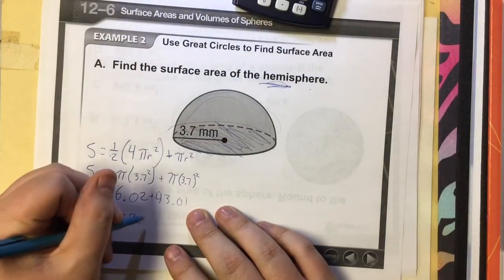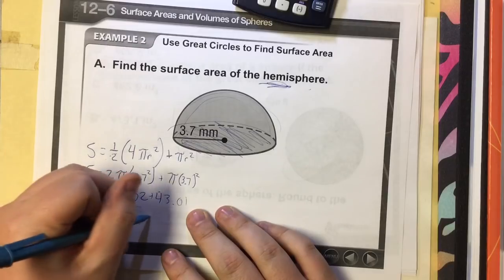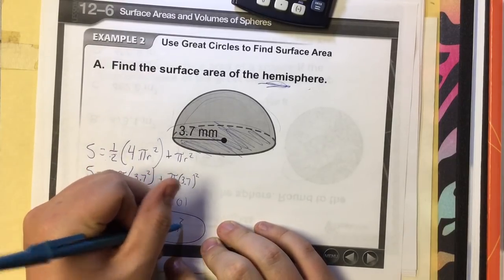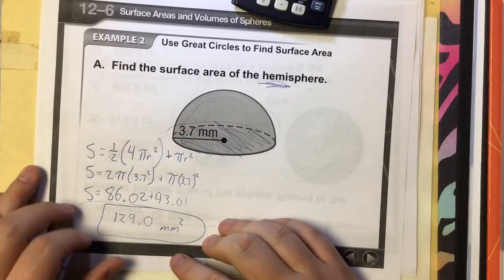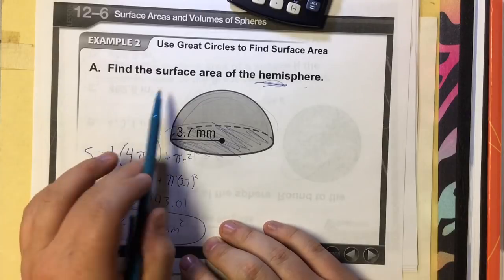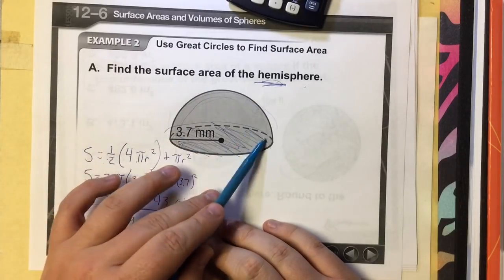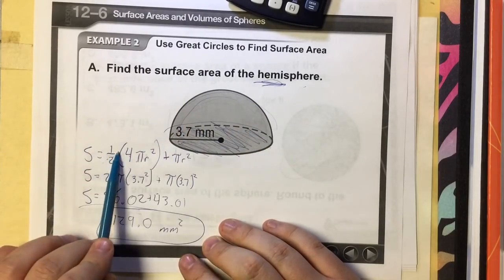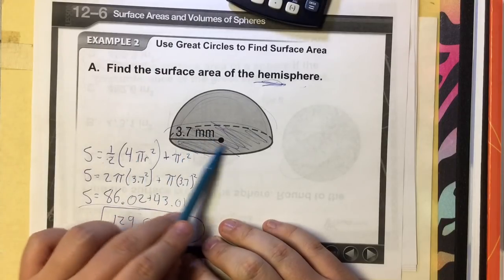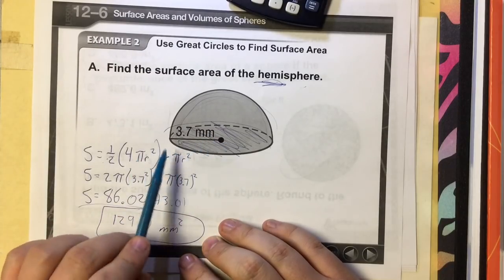It doesn't say where to round. I just leave it at 0.0. The other ones were to the tenth. And that would be in square millimeters. Millimeters because everything else is in millimeters, and squared because it is an area. So when you find the surface area of a hemisphere, you find the dome by doing half of a sphere. But then you also have to consider this circle down here. So add in the area of a circle.